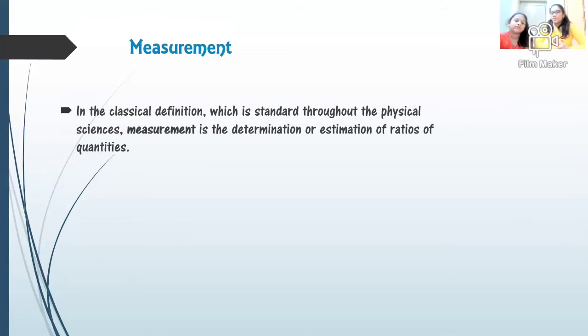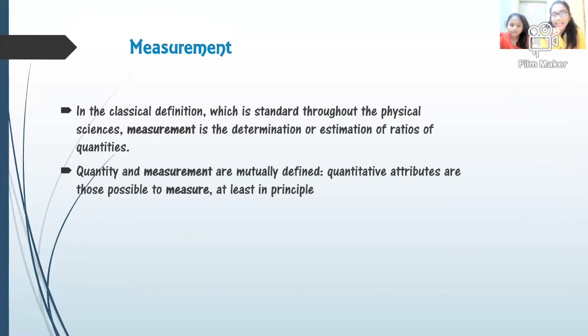In the classical definition, which is standard throughout the physical sciences, measurement is the determination or estimation of ratios of quantities. Quantity and measurement are mutually defined. Quantitative attributes are those possible to measure, at least in principle. If you didn't understand what I said, I'm going to give a simple definition of measurement: it is the comparison of an unknown quantity to a known quantity. This is exactly what you can write for measurement.